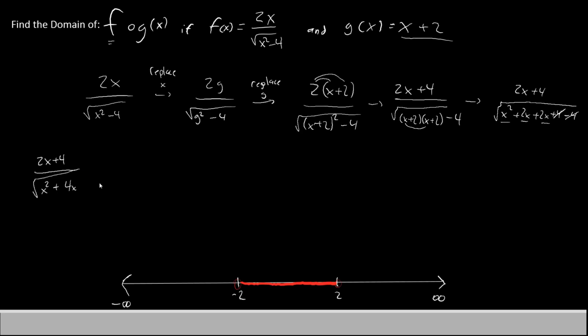Once again, we look at the roots, and we look at the fractions. On the top, we have no restrictions. And on the bottom, we have both a root and a fraction. And just like last time, when you have both on the bottom, the inequality must be greater than 0, because equal to is not allowed. So we'll set up that inequality. x squared plus 4x is greater than 0.